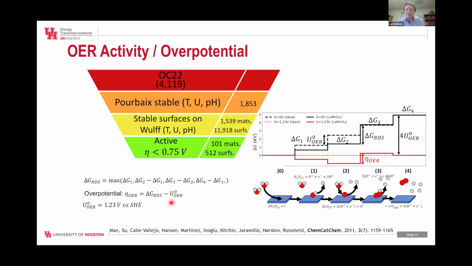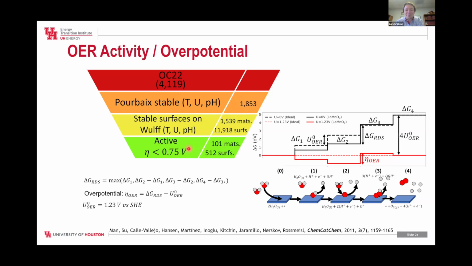And that tells us how active a material would be. So at this point, I want to highlight: we started with just over 4,000 bulk materials. We narrowed it down to 1,800 that were stable, or metastable, in the conditions we are considering. Then stable surfaces: there were only 1,500 materials with stable surfaces, but those materials had multiple different terminations or facets that can be exposed. So now we're up to 12,000 surfaces that we need to look at and estimate the activity.